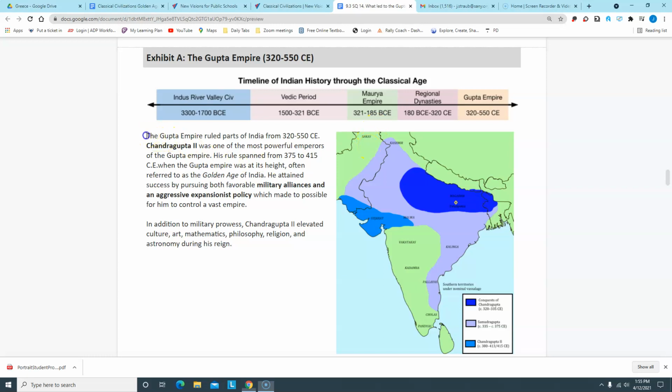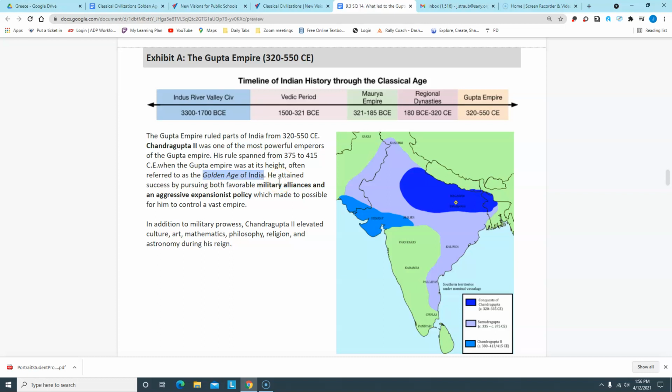The Gupta Empire, and I'm reading here, the Gupta Empire ruled parts of India from 320 to 550 CE. Chandragupta II was one of the most powerful emperors of the Gupta Empire. His rule spanned from 375 to 415 CE. Okay, that's about 45 years when the Gupta Empire was at its height, often referred to as the Golden Age of India. So there's that term again, Golden Age, Gupta, India.